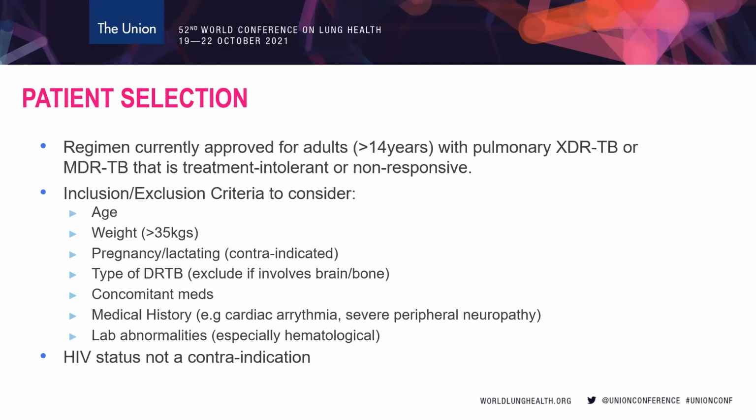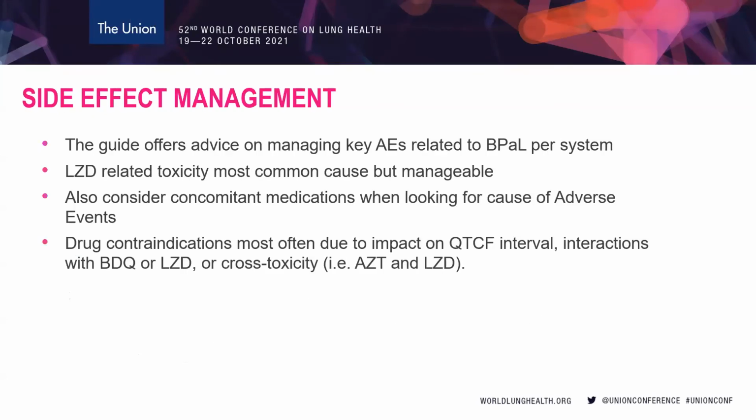Some of the main considerations we take into account are age: above 14, and we do have weight limits. Pregnant and lactating patients are still contraindicated. We do recommend that we don't involve patients with brain or bone extrapulmonary TB, but anything other than that, we are a little bit more flexible on. Other considerations include concomitant medications, medical history, and lab abnormalities, especially hemoglobin. Obviously, this is just a very superficial look at some of the inclusion and exclusion criteria that need to be considered, but it's broken down in a lot more detail within the guide. Given our experience with HIV in our setting, HIV status is not a contraindication for programmatic use of BPaL.